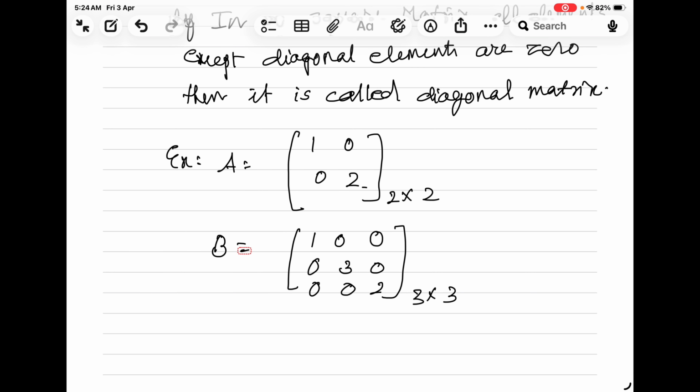Then next one, if we have a diagonal matrix and all the diagonal elements are same, then it is called a scalar matrix. So next one is scalar matrix.